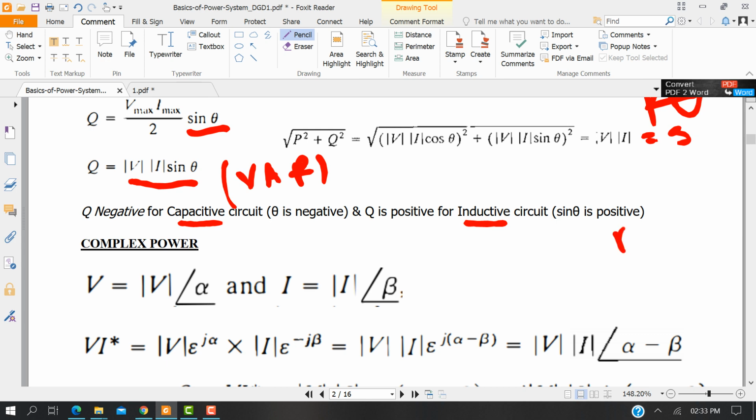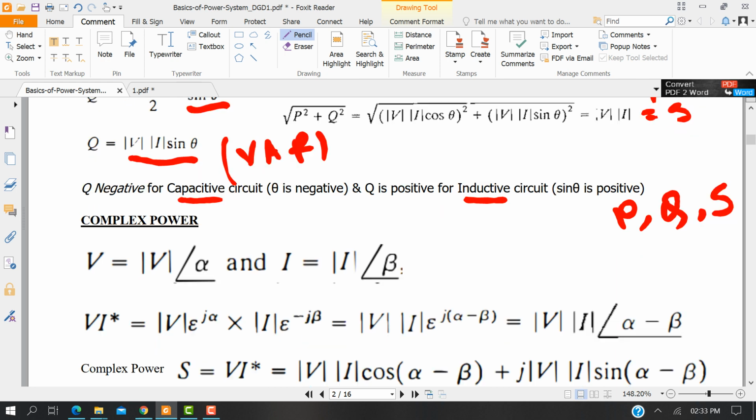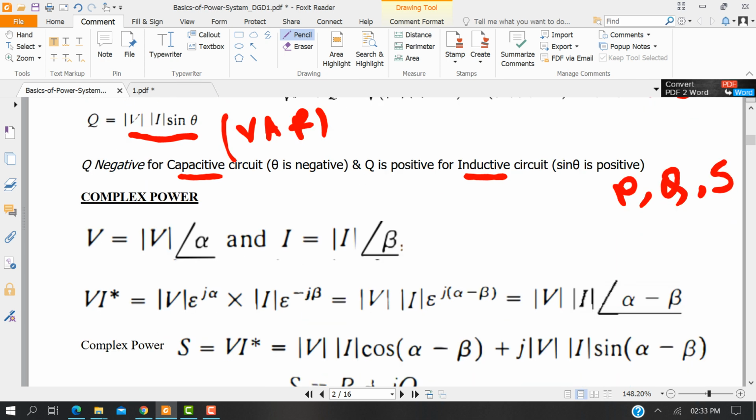the real power, the reactive power, and the apparent power. So apparent power can actually be called a complex power. So there is a complex term involved here.